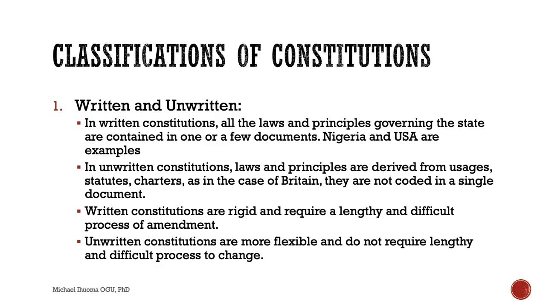Now, one characteristic of written constitutions is that they are more rigid. They are difficult to amend, because they are codified together in a single or few documents. So it takes a longer process to amend such constitutions, and that's why they are regarded as rigid constitutions. Written constitutions are naturally rigid, in the sense that they involve very lengthy amendment procedures. The reverse is the case for the unwritten. Unwritten constitutions are easily amended, because they are not as rigid as the written ones. They are more flexible and amenable to change.